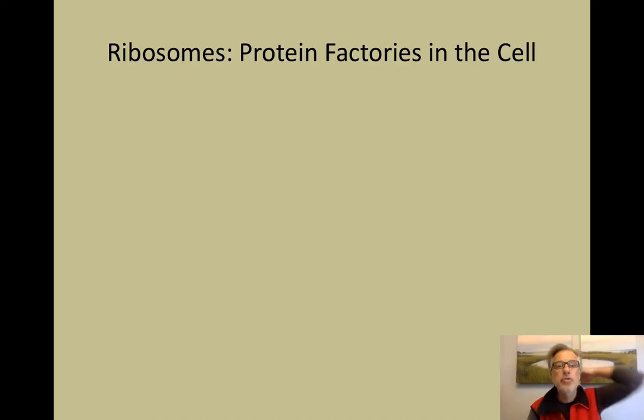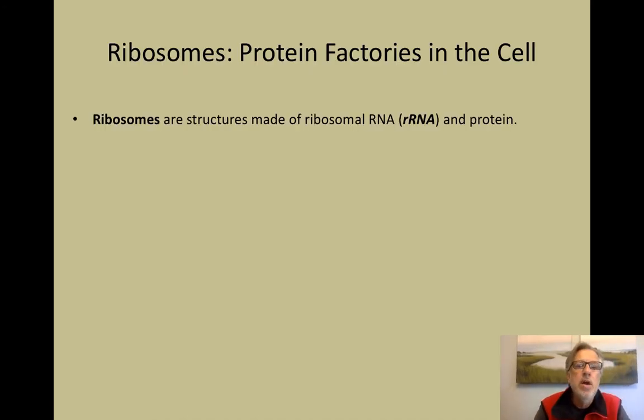Let's move on to ribosomes. Ribosomes are organelles or structures that are made of ribosomal RNA. That means that the genes for them are transcribed into an RNA, and that RNA is then processed in the nucleolus to make the subunits of the ribosome. Those are moved to the cytoplasm where they come together to form a ribosome. And there are only two subunits in the ribosome.